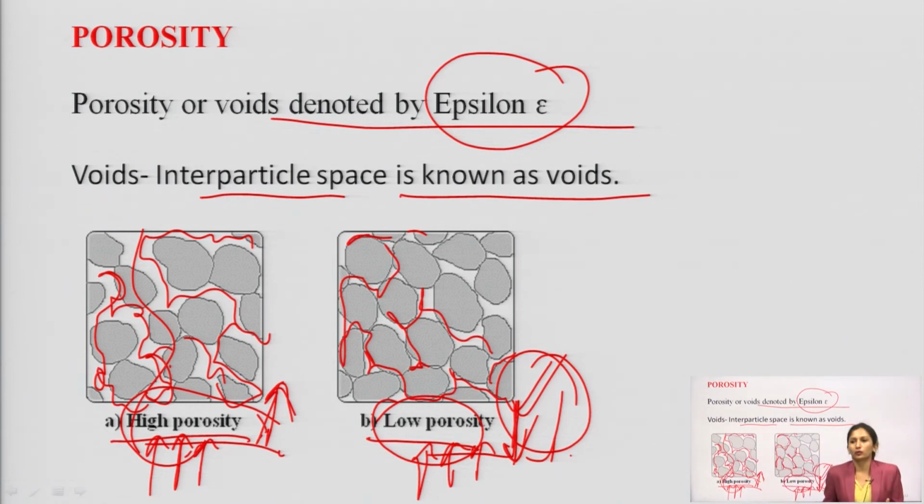Similarly, if you are going on a crowded road, you will face much more hurdle. But when you are going on an empty road, you can easily move. Similar condition here. If there is a low porosity, that means there will be high hindrance, and if there is a high porosity, there will be a low hindrance.